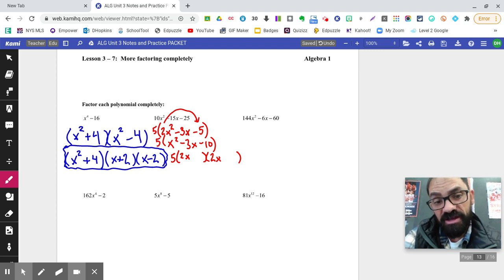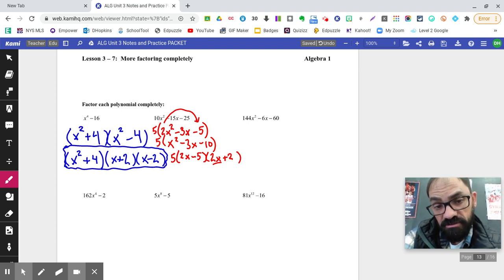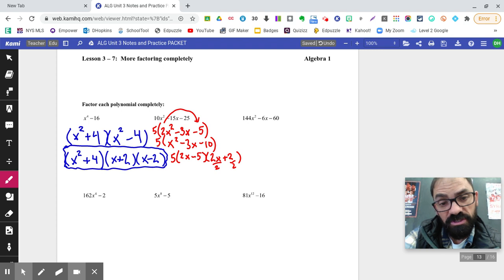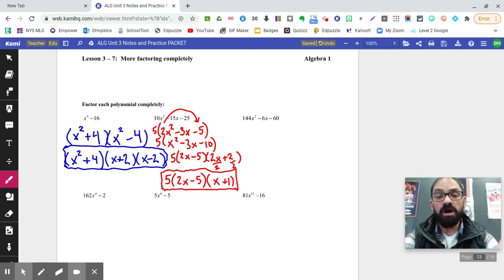So negative 5, positive 2. They add to get negative 3. They multiply to get negative 10. And then whichever factor could be reduced, we did that. So now we have 5, 2x minus 5, and x plus 1. Now this is a review all on its own just for that question.